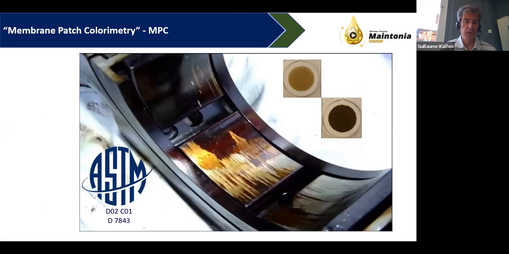So this is an example of the MPC test. As I said, with the MPC test, you can see the two square photos. These are two photos of membranes with high varnish. If the varnish presence in the oil is low, then the membrane will look more or less white. So you can see with your eye. But to have a scientific value, you apply the photometer to this membrane and you get a reading of the color. This is the method ASTM D7843.